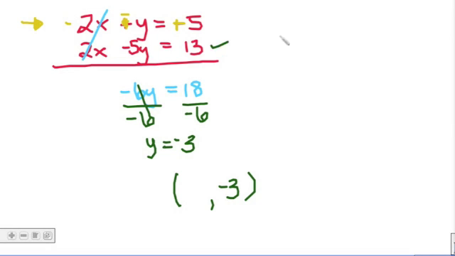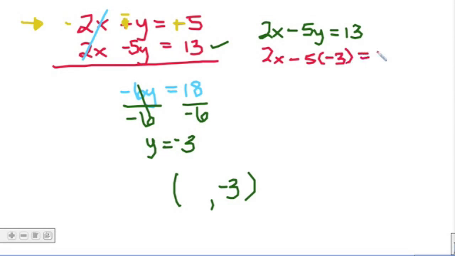I'm going to pick this second equation here. So we have positive 2x minus 5y equals 13. Okay, plugging in that value for y gives me 2x minus 5 times -3 equals 13. All right. So I have 2x, -5 times -3 gives me a positive 15 equals 13.